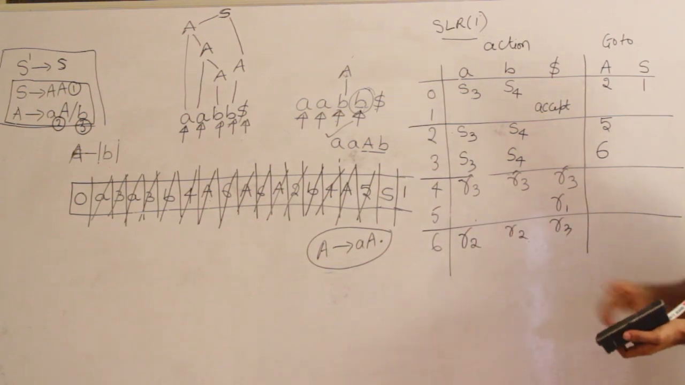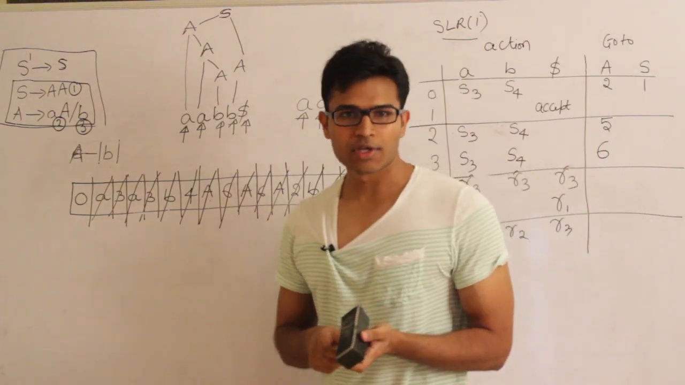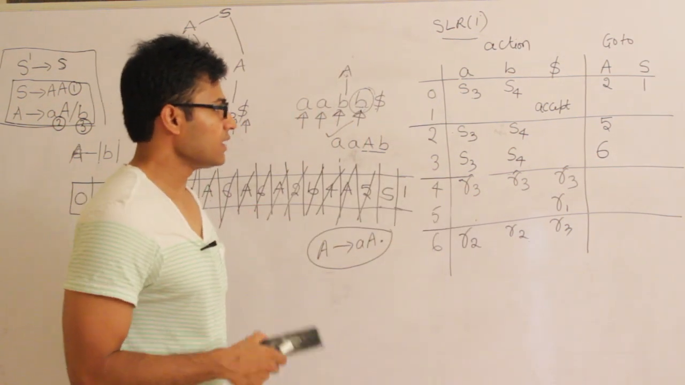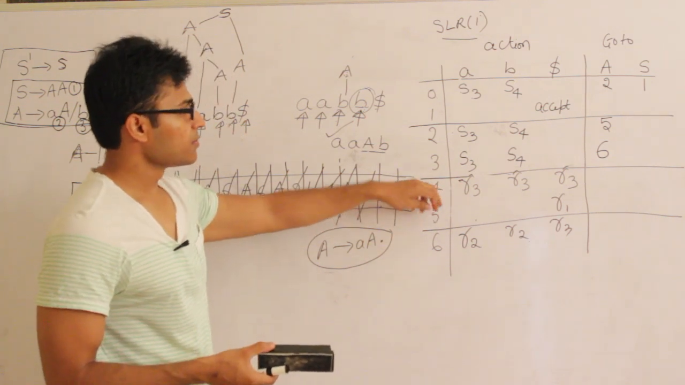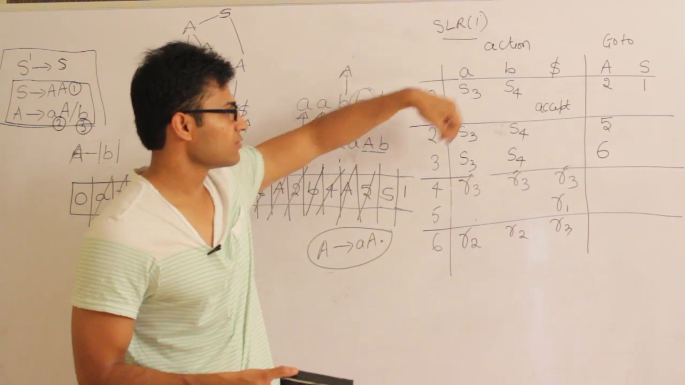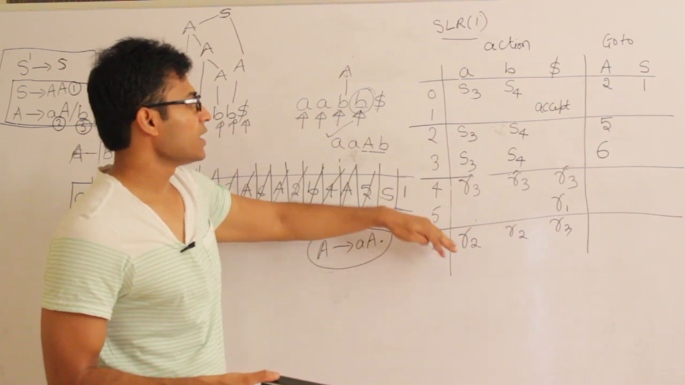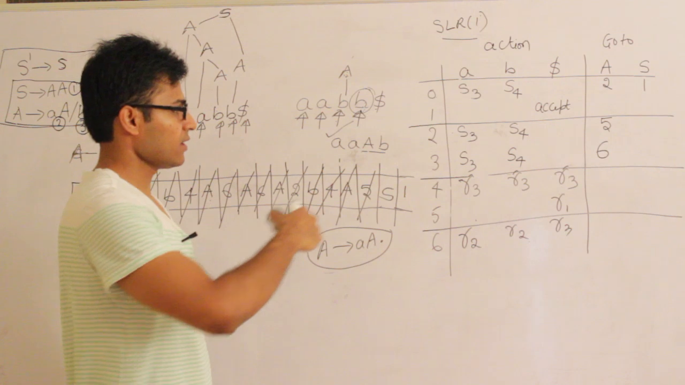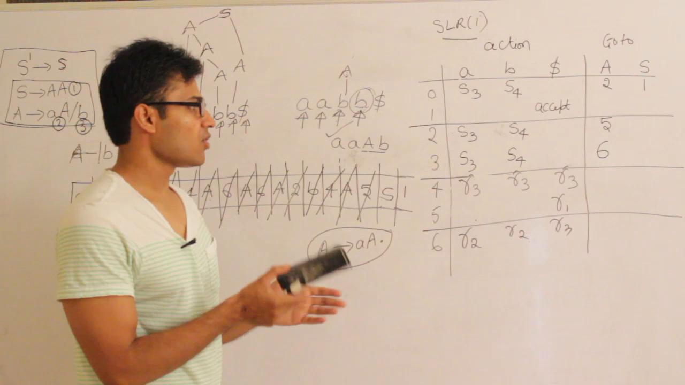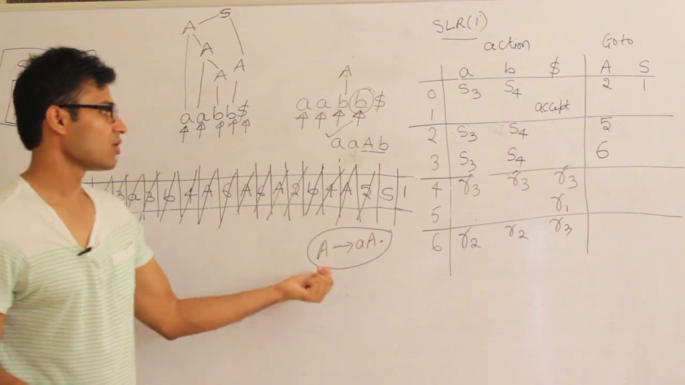So in terms of shift moves and go to moves, both SLR1 and LR0 are the same. The only difference between these two parsers is where you are going to place the reduce moves. Reduce moves have to be placed in the entire row in LR0, which means we need not care what the next symbol is. In SLR1, don't place the reduce move in the entire row, just place it in the follow of the left hand side.